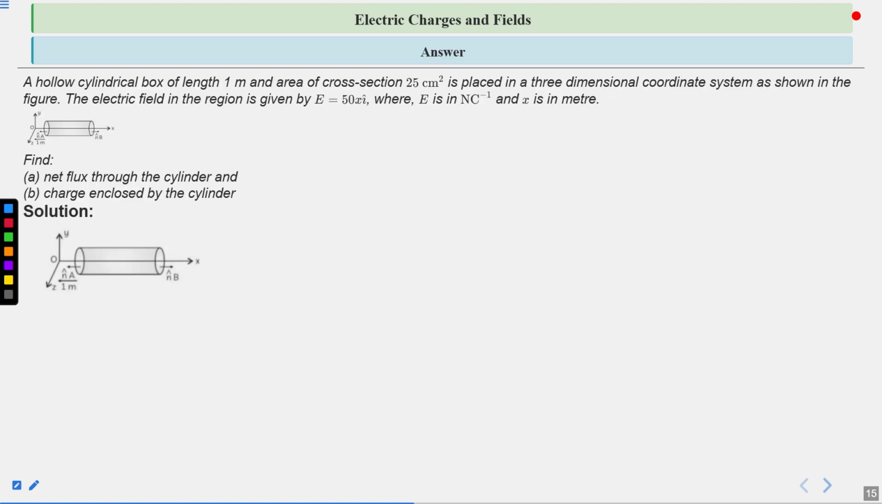Solution: according to the given diagram in this question, the electric field is along the x-axis. 50x i cap means the direction of the electric field is along the x-axis. Now delta S is 25 centimeter square, it is also given. This cross section area is 25 centimeter square, so in meter square it will be 25 into 10 raised to the power minus 4 meter square.